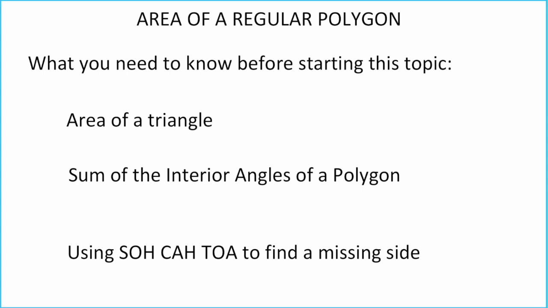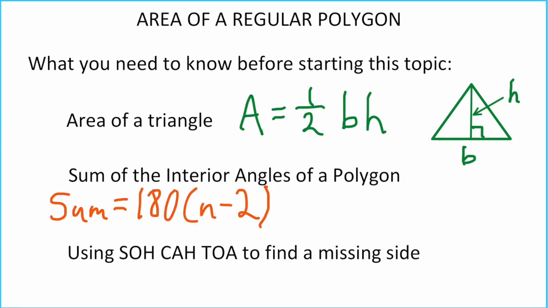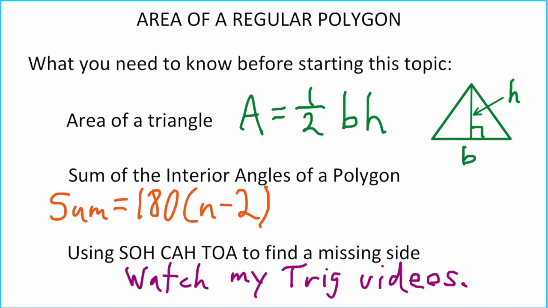So quick review, area of a triangle is 1/2 times the base times the height. If you want the sum of the interior angles of a polygon, it's equal to 180 times (n minus 2), and n is the number of sides. And as far as SOHCAHTOA, if you're not sure how to use this to find a missing side, you need to go ahead and watch my trig videos.